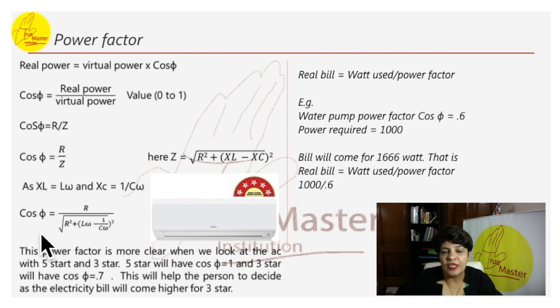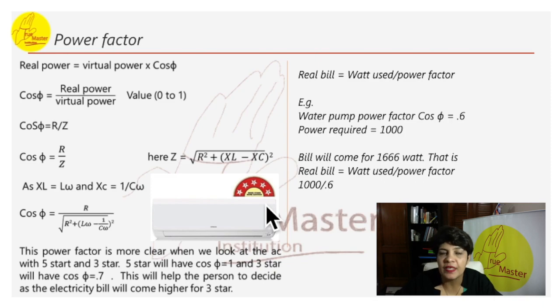Actually, let me make you understand power factor one more time with a simpler example. This power factor is clearer when we look at the AC with 5 star. See this picture? This AC is with 5 star. Have you ever gone and seen or purchased an electrical item with 5 star, 3 star, 1 star, 2 star? That is the power factor that you have to see.